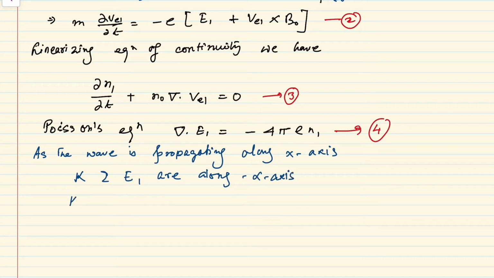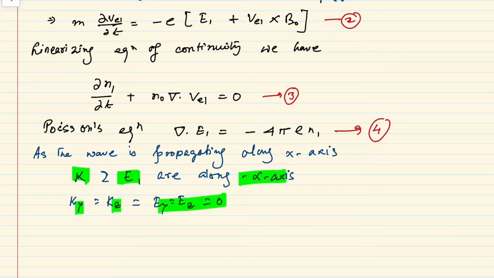So we are going to have the y and z components of these two, ky, kz, and Ey, Ez, all equal to 0, as these two are along the x-axis. So their y and z components must be equal to 0. Hope you have understood this. So let me write here, suppose k = k x̂ and E = E x̂.